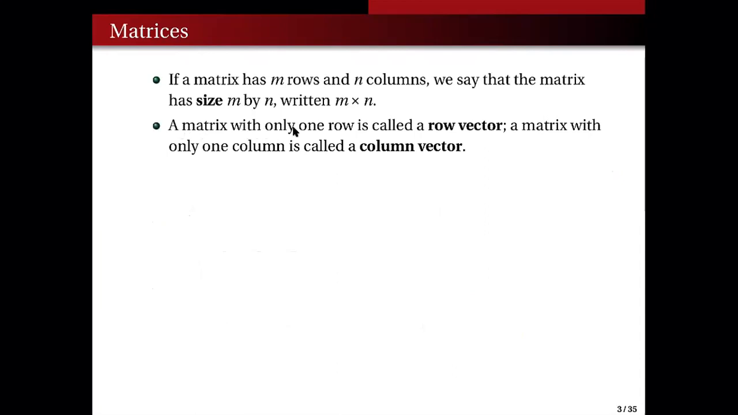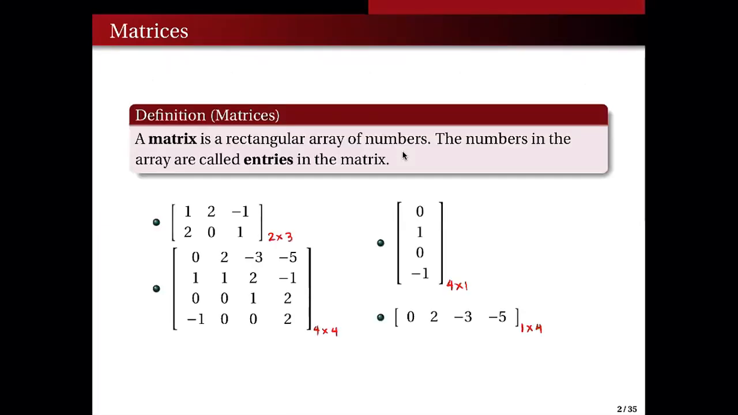Now, a matrix with only one row is called a row vector, and a matrix with only one column is a column vector. So this one here is a column vector because you only have one column, while this one here is a row vector because you only have one row.